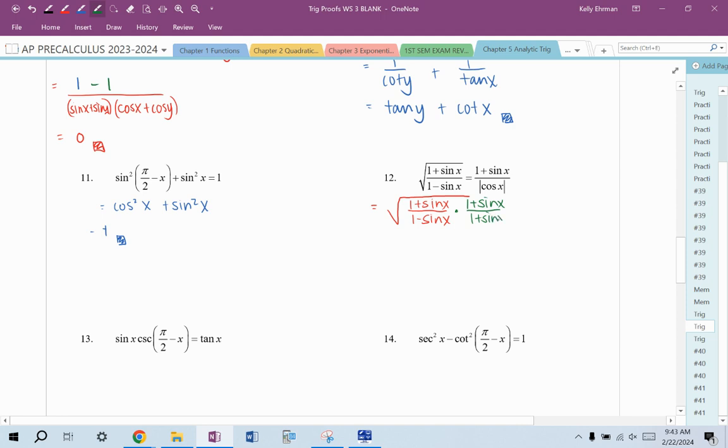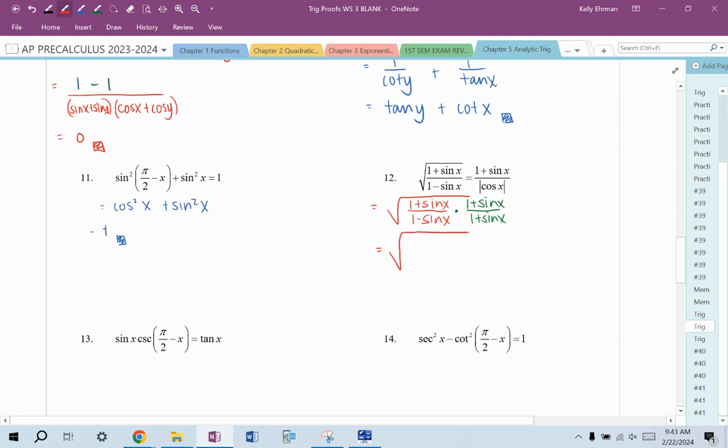So I picked the conjugate of the denominator because I'm trying to get a 1 minus sine squared under here to get a cosine squared. And this will create a 1 plus sine x quantity squared up here, and that will allow me to square root. So what am I talking about here?